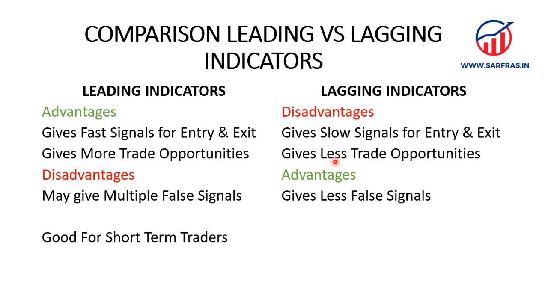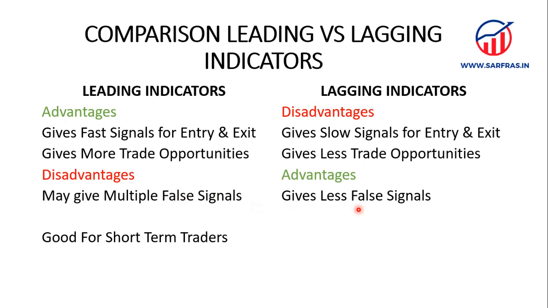The advantage is that it gives fewer false signals. So what is an advantage for one indicator becomes a disadvantage of the other, and what is a disadvantage of the other becomes the strength. So one indicator's strength is the weakness of the other, and the weakness of the other is the strength of this one. With the leading indicator, day traders, on just the slightest movement, get a signal of change in direction and might enter the trade, and the very next moment the direction changes and you might end up hitting your stop loss.